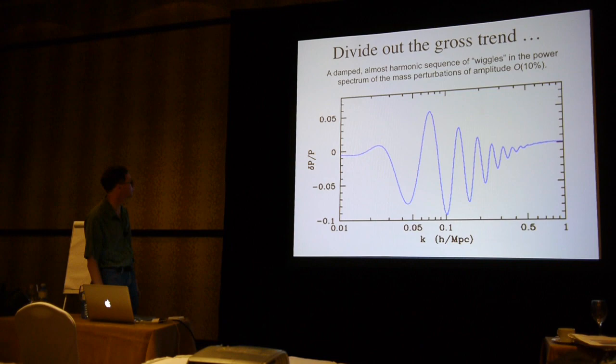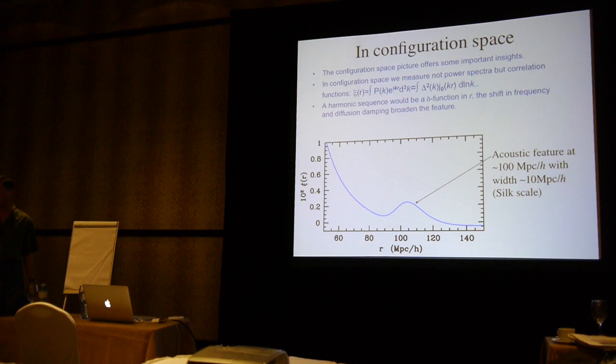I'm going to spend a little bit of time talking about configuration space, and it's always a bad idea to Fourier transform in public, but let me do it for you just once. So I want to calculate the correlation function here, which is just the Fourier transform of the power spectrum. If that was a perfectly harmonic series of peaks, that Fourier transform would be a delta function. The Fourier transform of a sine wave is just a delta function. It's not exactly a harmonic series, and there is that damping.